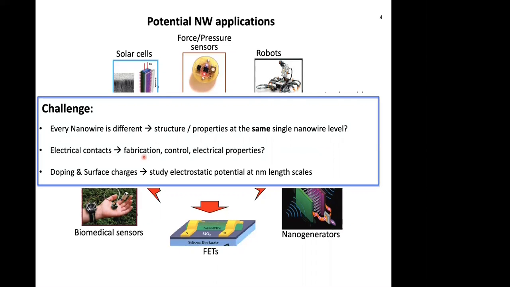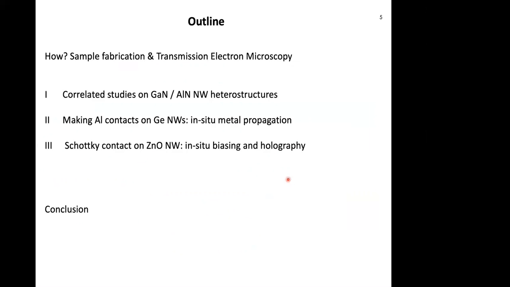And finally, in all these devices, we need some gradient of potential landscape or potential barrier. And these are highly influenced or made by doping and surface charges of these objects. And so to truly understand their functioning, it's very interesting to study the electrostatic potential at nanometer length scales. So basically, I will talk about all these three challenges today.